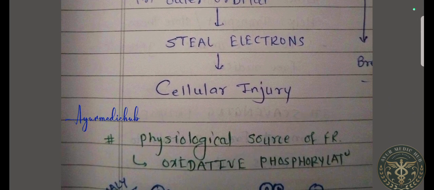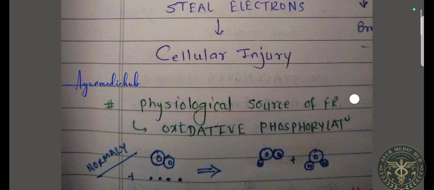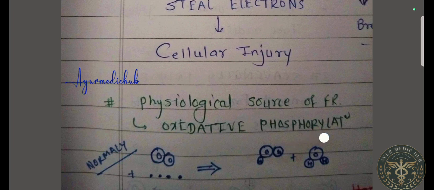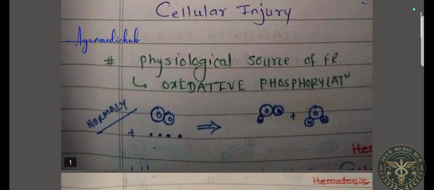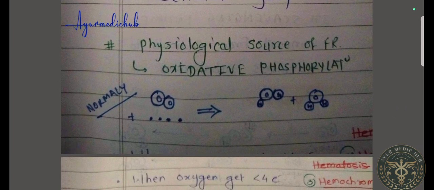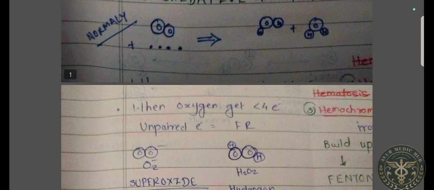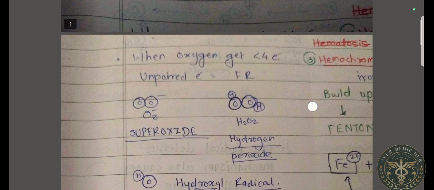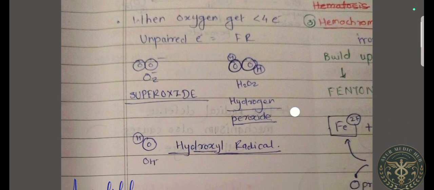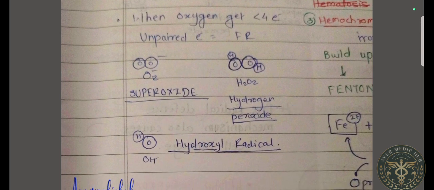What are the sources of free radicals? Primarily, the physiological source of free radicals is oxidative phosphorylation, also known as cellular respiration. What happens? Normally, two molecules of oxygen require four electrons to form water molecules. When oxygen gets less than four electrons, the unpaired electron forms the free radical. Examples are superoxide, hydrogen peroxide, and hydroxyl radical.